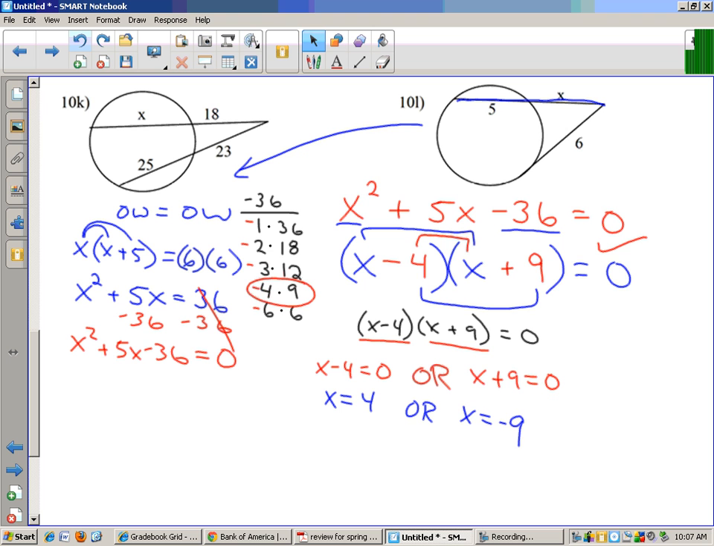Looking at this problem, can x be 4 in this problem up here? Can this number be 4? Does that sound like a normal number for x? Okay, it does. What about negative 9? Could x be a negative 9? Can I have a negative 9 length? No. So the only possibility is that x equals 4. The negative 9 can be thrown away, and that is our answer.